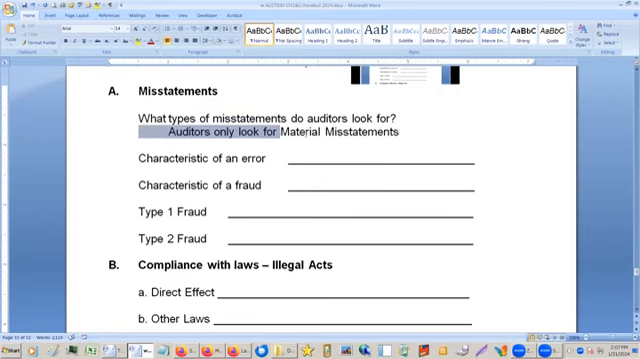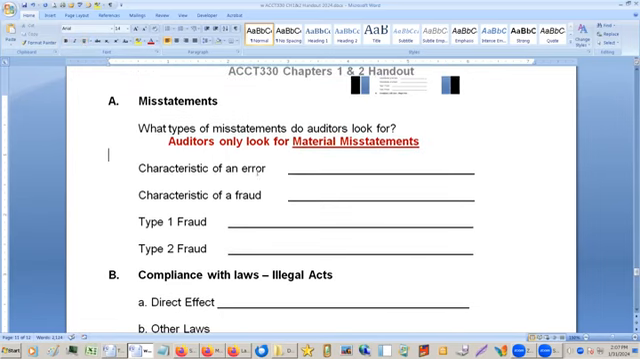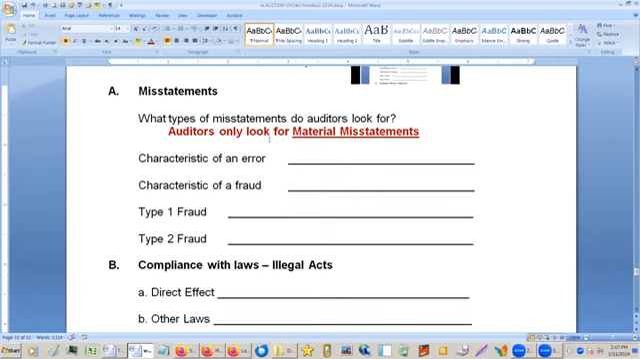Okay, auditors only look for material misstatements, and that's no matter what they're doing. We talked about this before, but material misstatements are the only thing they're looking for. They're not looking for all misstatements. They're not looking to make sure everything's down to the penny. They're only looking for material misstatements.